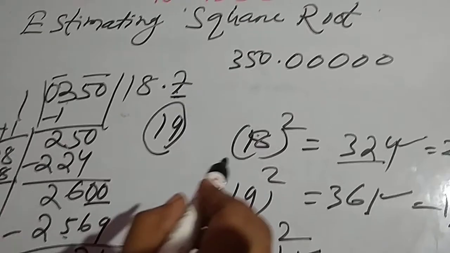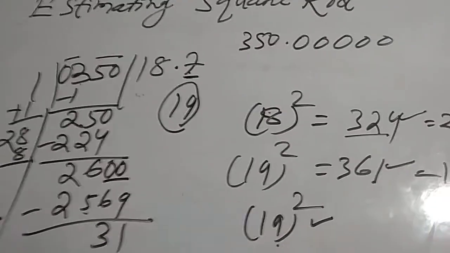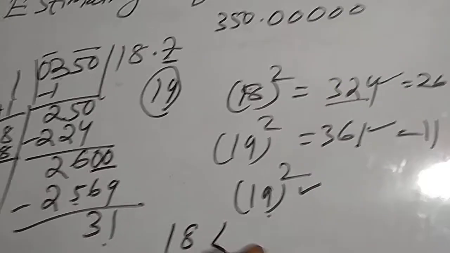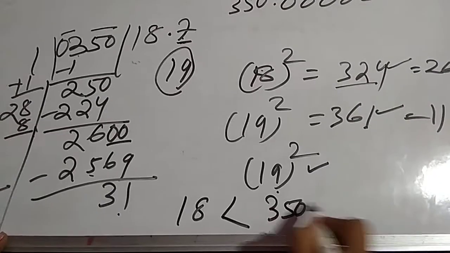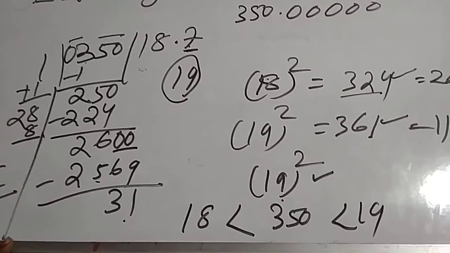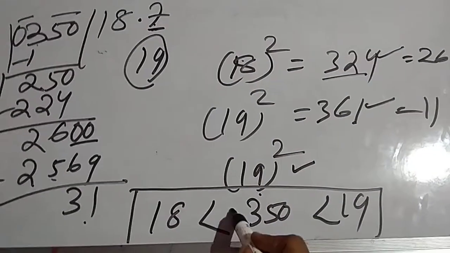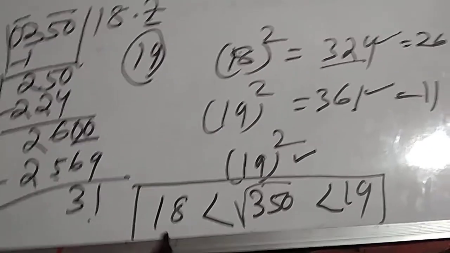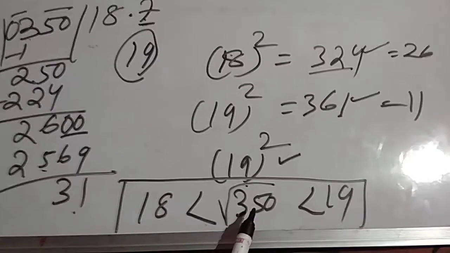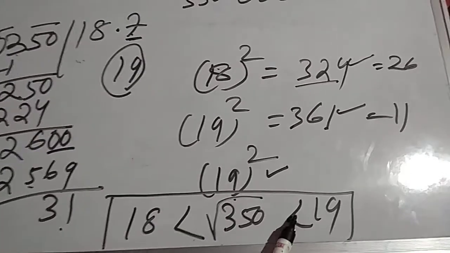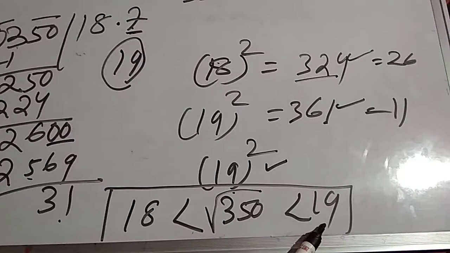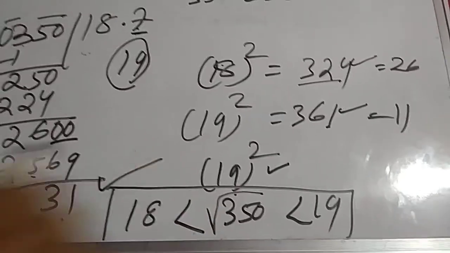Estimating square root. So we write that 18 is less than the square root of 350, which is less than 19. Okay. So 18 is less than the square root of 350, again less than the number 19. Okay. So this is the estimating value.